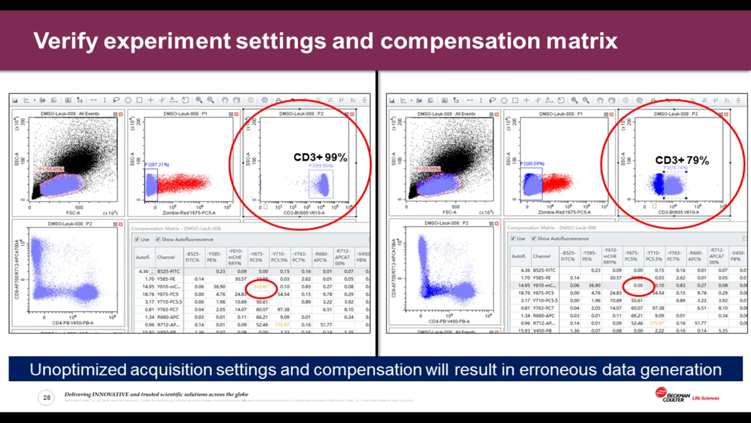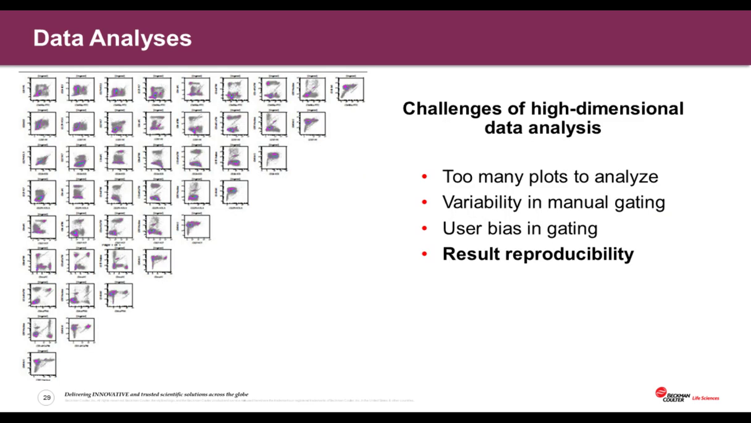So what this says is that if you were reporting out your CD3 values, you would basically report erroneous data. And that would be a problem because in the end, unoptimized acquisition settings or compensation would generate this erroneous data, which wasn't accurate. And if you were to try to reproduce this again, utilizing different settings that were optimized, you would not get the same outcome. So this is definitely a problem that we need to watch out for.